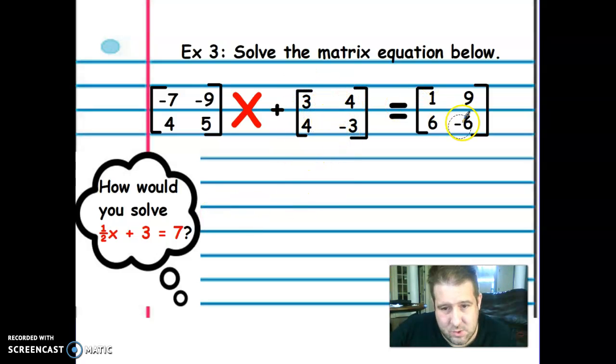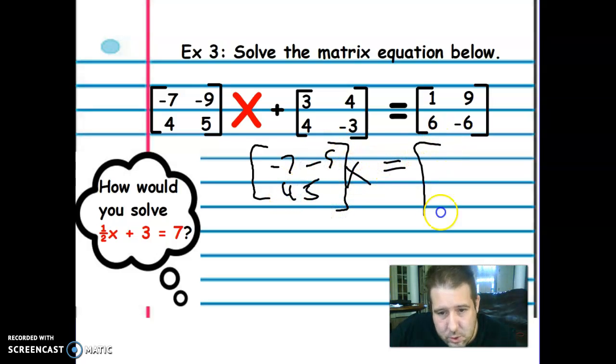I'm going to subtract this matrix from this. So that's going to give me this times x equals that new matrix. So I'm going to rewrite that, -7, -9, 4, and 5 times x is equal to... All right, so now once again, order does matter in this case, so I'm taking this away from this. So 1 minus the 3 makes -2, 6 minus the 4 makes 2, 9 minus the 4 makes 5, and -6 minus -3. Minus a negative is really plus. -6 plus 3 is -3.